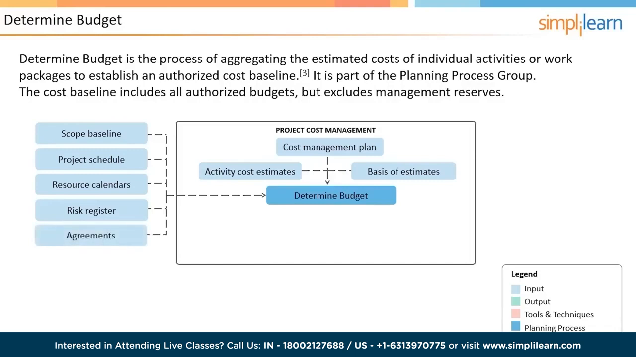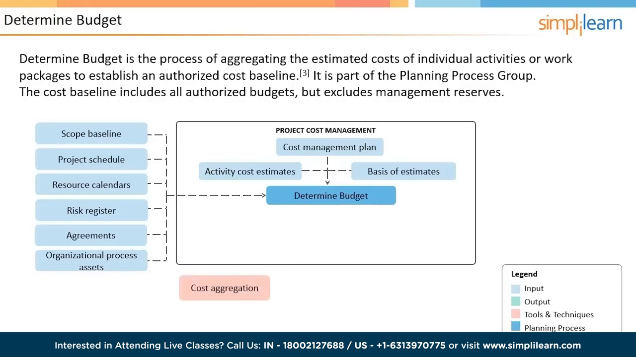Agreements entered into with the suppliers are also required to finalize the budget. Again, organizational process asset is an input because the organization may have a few policies for reporting the cost budget, or there might be some cost budgeting tools being used. There are various tools and techniques used in determining budgets.